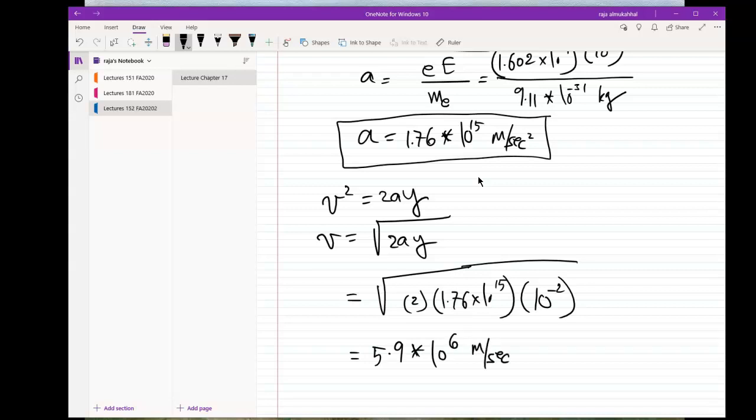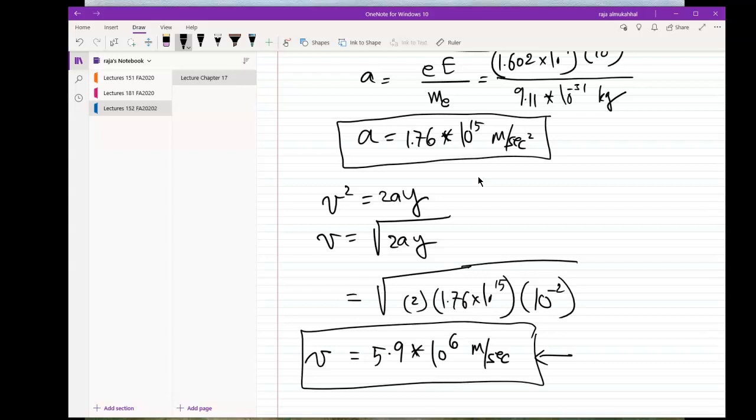And there we go. So the electron, by the time it hits the positive plate, is going to be going at a speed of about 6 million meters per second. Okay? You got it, guys? That's basically what I wanted to talk about as far as electric field is concerned.